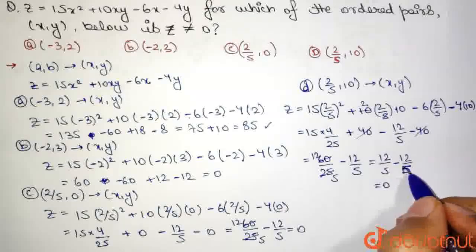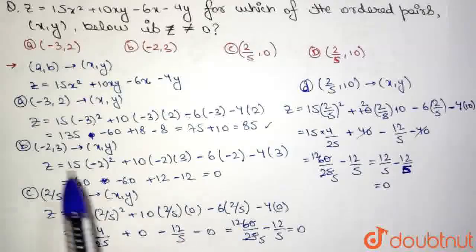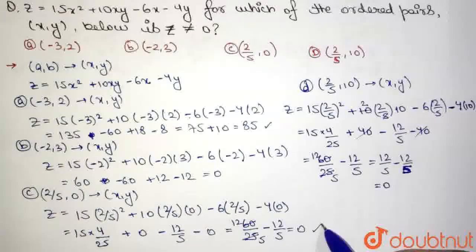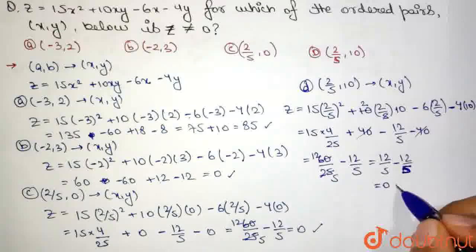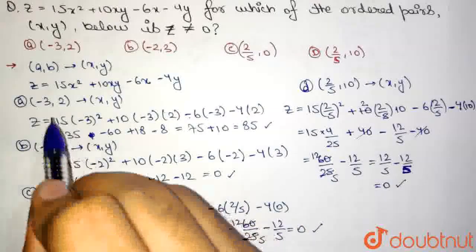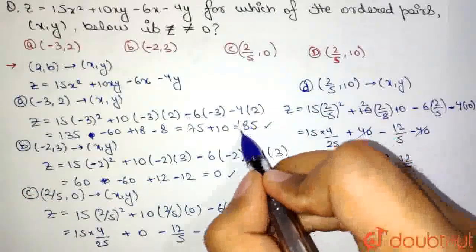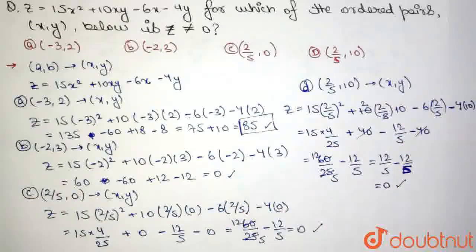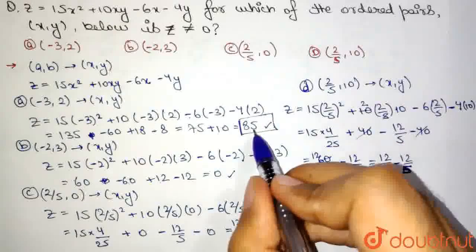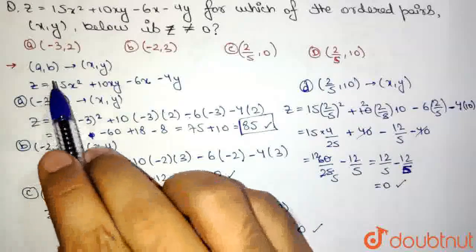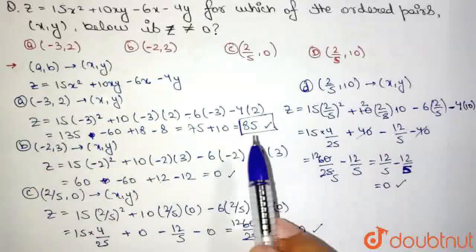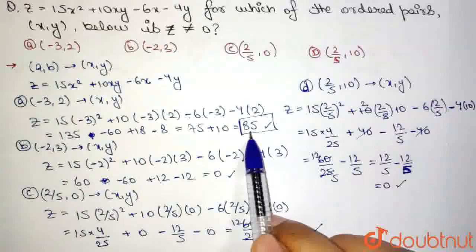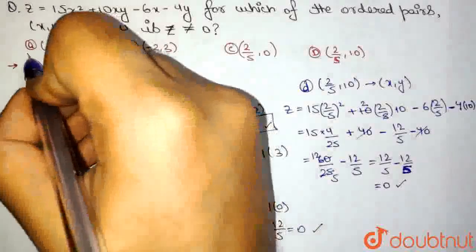So this means that after calculating all the four options, option C came out to be 0, option B came out to be 0, option D came out to be 0, except option A, which came out to be 85, right? So the correct answer to this particular question is option A, because the value of z for a comma b, which is minus 3 comma 2, is not equal to 0. It is equal to 85. So the correct answer here is option A.